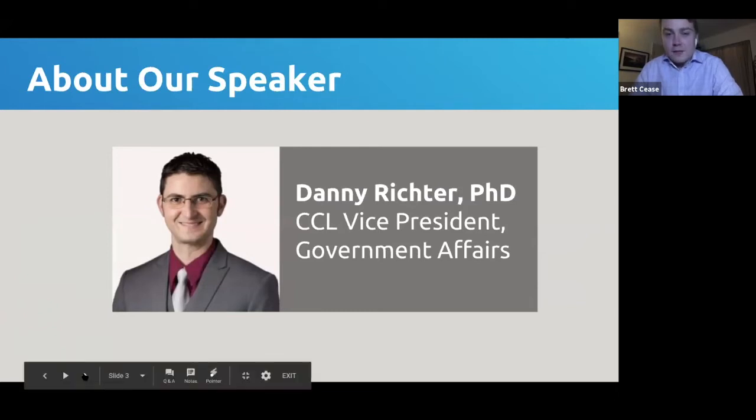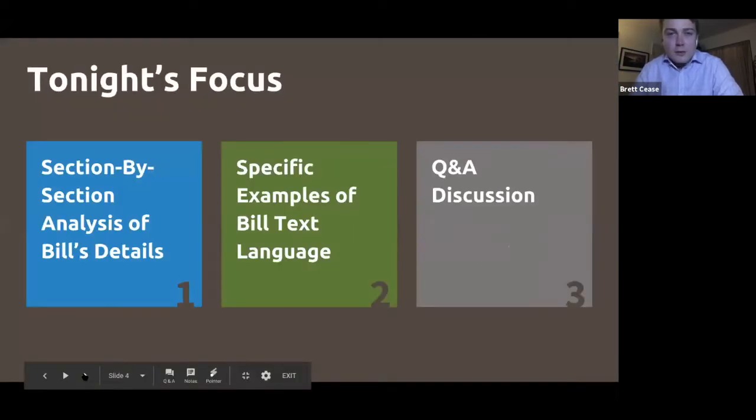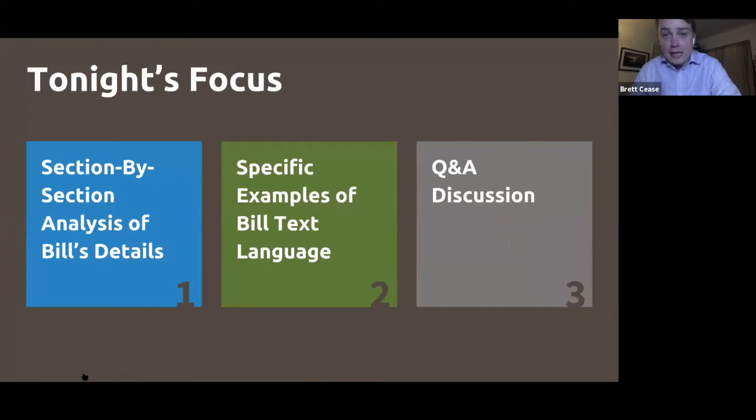And for tonight's focus, if we've done our job well, you can expect the following. We're going to do a section-by-section analysis of the bill details, and while we do that, Danny will pull out specific text examples from the actual legislation and walk you through that language to really field a lot of the questions that we've been getting in the forums and throughout a lot of our interactions. And then after that, we'll have a chance to do a more robust Q&A for anything that we missed.